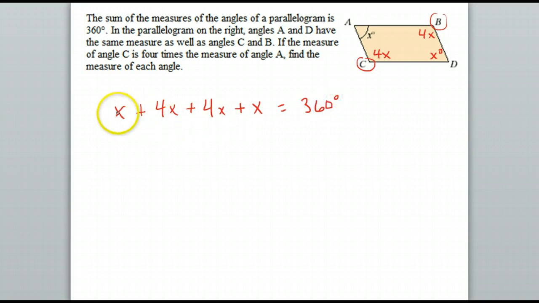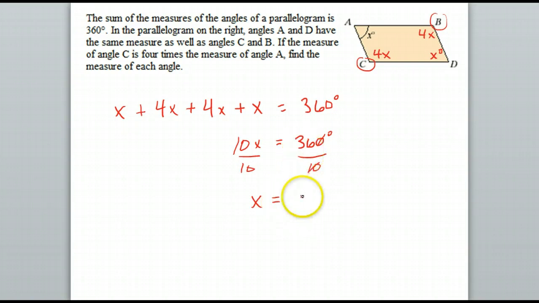So adding them all up, I get x, 4 and 4 is 9x, plus 1 more is 10x. And then divide both sides by 10. Remember, when we divide by 10, if a number ends in 0, that last 0 goes away. So we end up with 36 degrees for x.